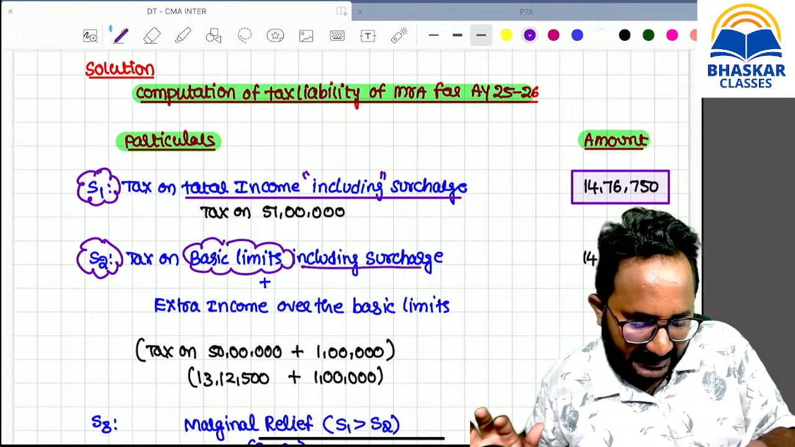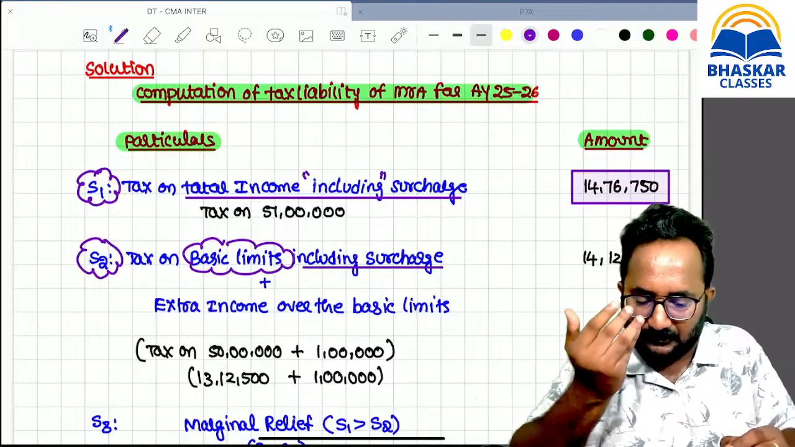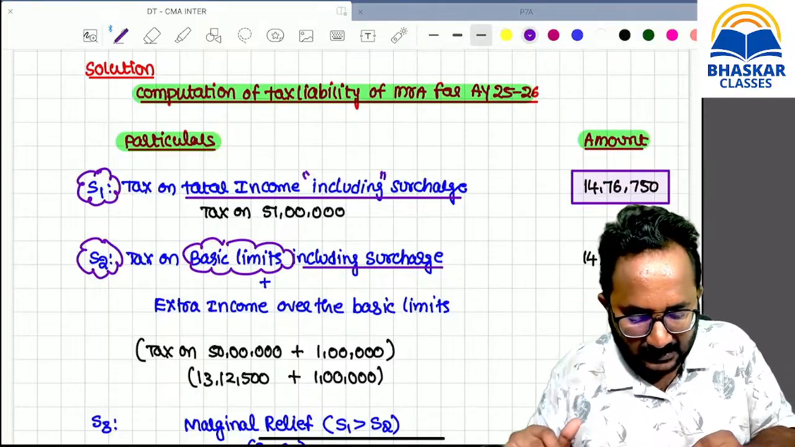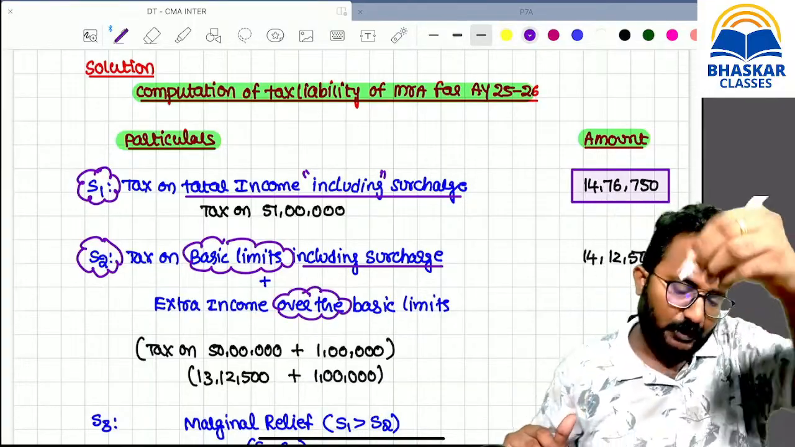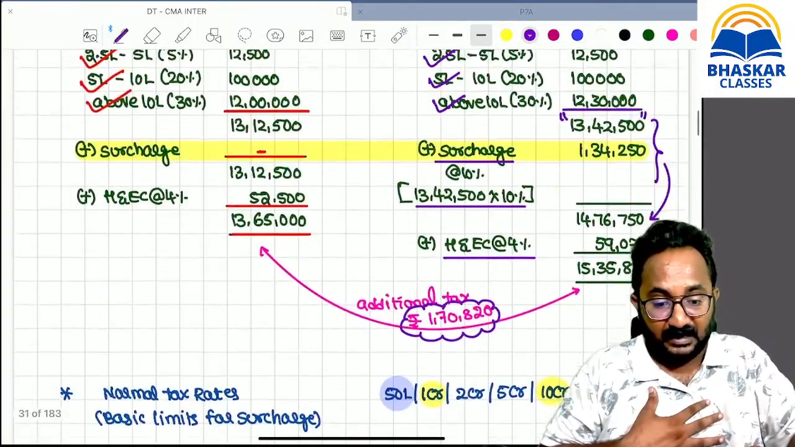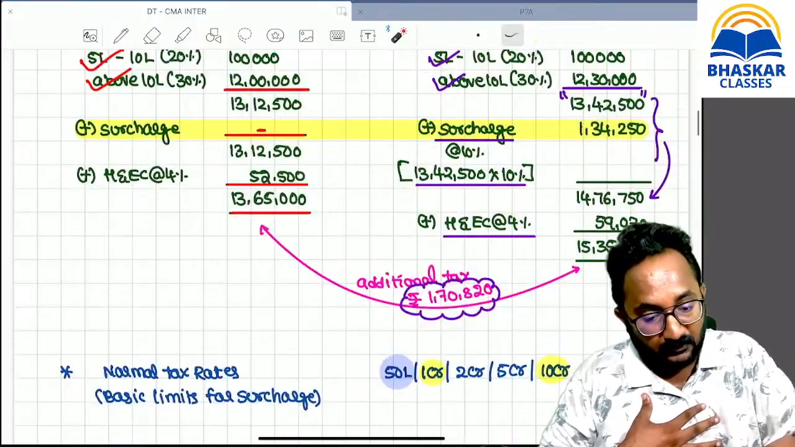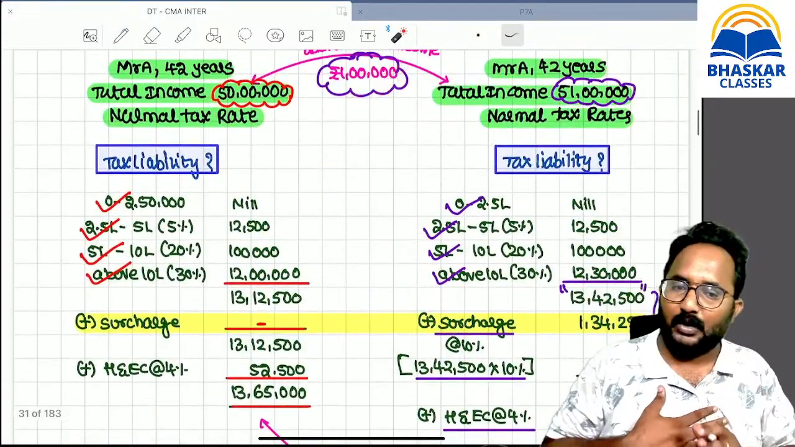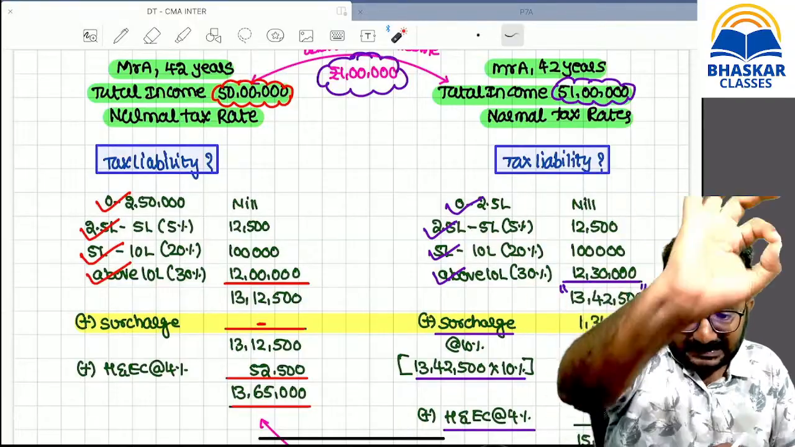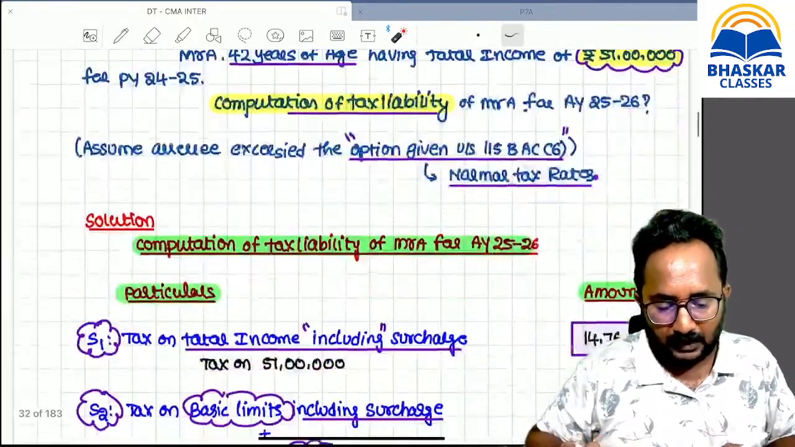On that I will pay the tax including surcharge, but unfortunately for 50 lakh no need to pay surcharge. And the extra income over the basic limit, whatever there is, I will give it to you only. Because we are asking this much amount of tax, I don't want to pay, sir. I will give that entire income to you only. So that's why 1 lakh.